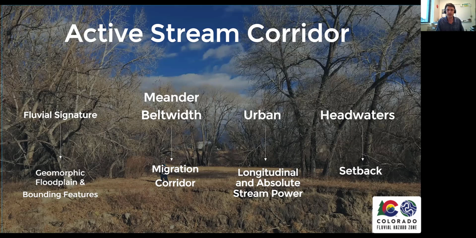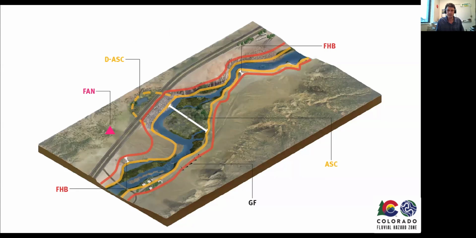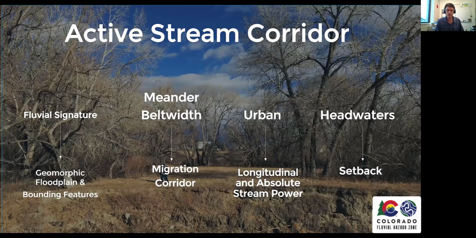So we also have the meander belt width approach, which I don't have time to discuss today. And then the urban approach that is based on estimating stream power and identifying a corridor that the river could erode out to accommodate a certain stream power. And then we also have a headwaters approach, which I talked about. This is a kind of a basic setback for these smaller channels.